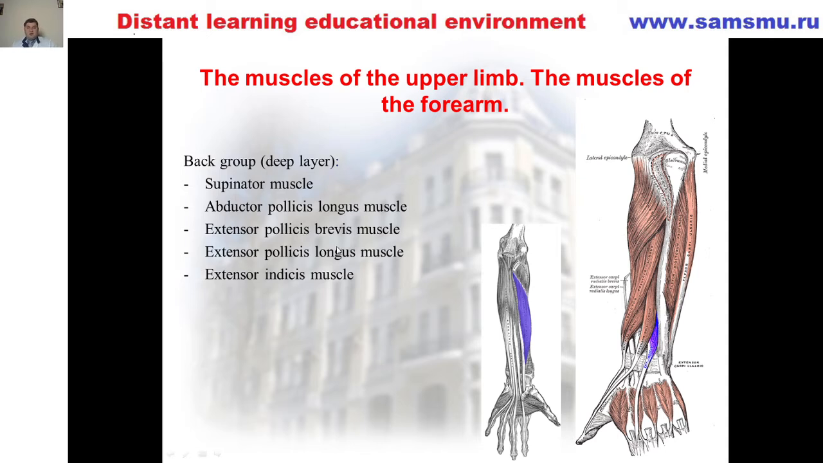So, the extensor pollicis longus muscle, musculus extensor pollicis longus, you may see this muscle here on this picture. This muscle arises from the middle third of the posterior surface of the ulna and the interosseous membrane, emerges as a tendon from under the common extensor of the fingers below the preceding two muscles, crosses the tendons of both radial extensors of the wrist obliquely, passes under the retinaculum extensorum in the third canal, and then to the dorsal surface of the thumb, where it's attached to the base of the distal phalanx.